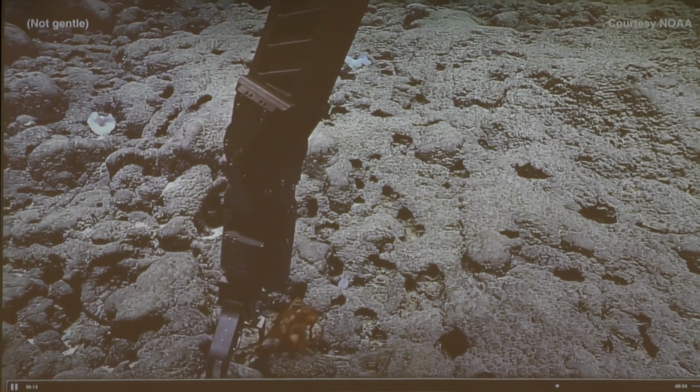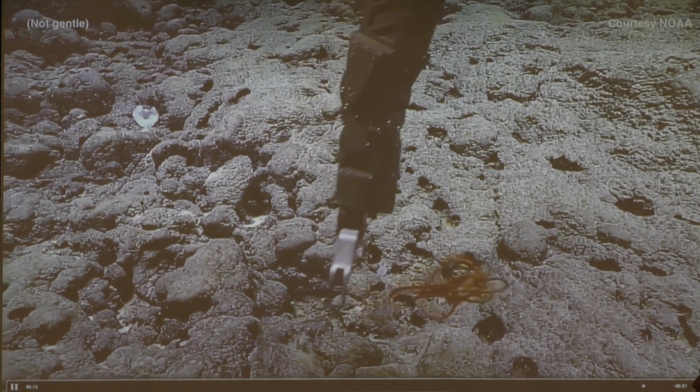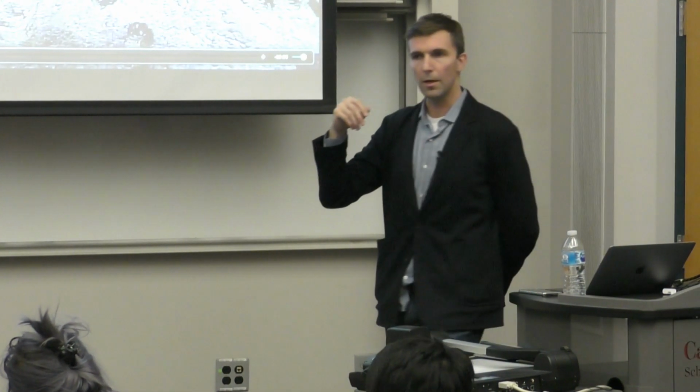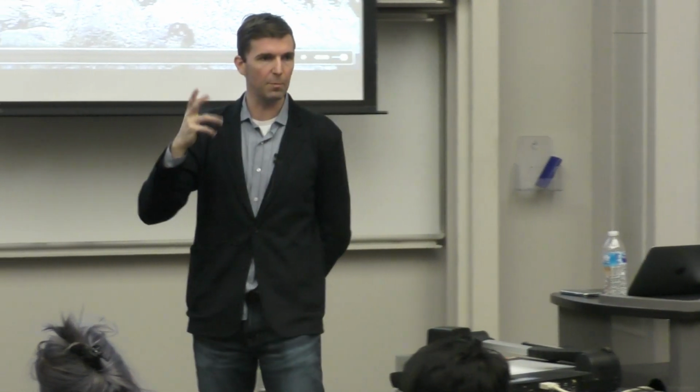So this is exactly what you imagine it is. So this is an echinoderm. This is actually faster than I would have expected a brittle star to move. But nonetheless, this was and is the state of the art in robotic manipulation for the deep sea.